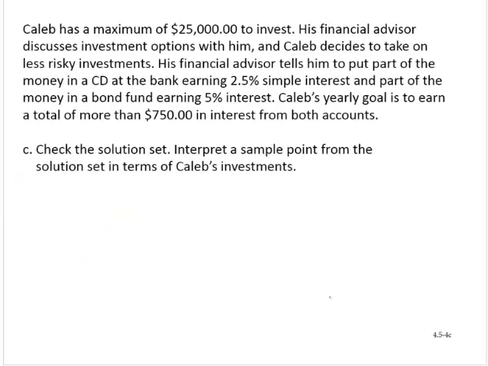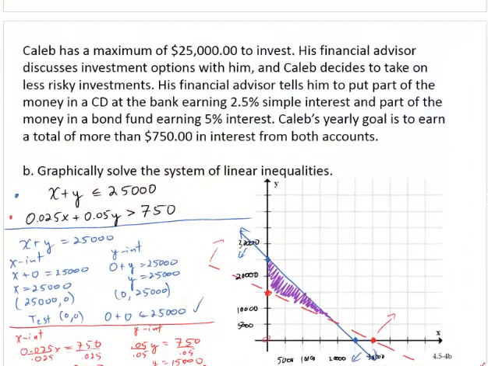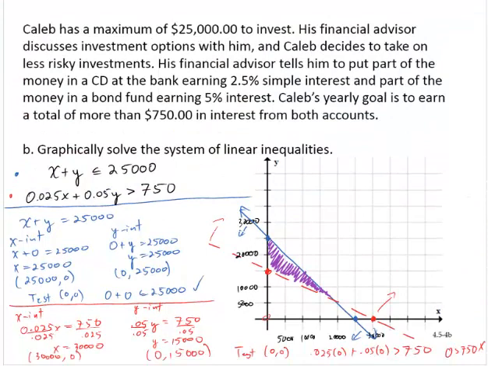Now we're asked to check the solution set, interpret a sample point from the solution set in terms of Caleb's investments. All right, so let's go back to our graph. And let's check a point. Let's find a point that we think satisfies our region. So how about we go with the point 5,000, 15,000, right? Let's do this point right here. That appears to be clearly in the region.